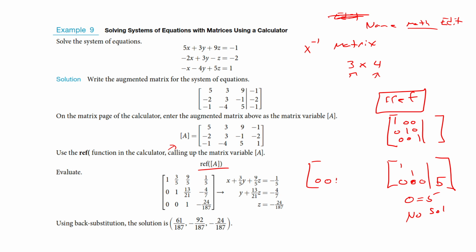Hold on, no, it would do this. Sorry, I had to think that through a little bit. It would do this. That last row is saying 0 equals 0. There's nothing but zeros over there equals 0. That's going to be infinite solutions.